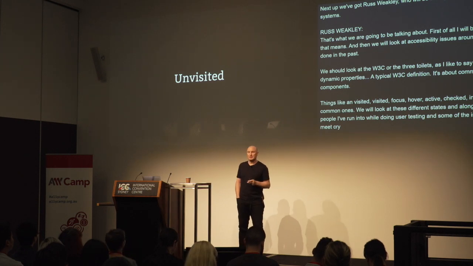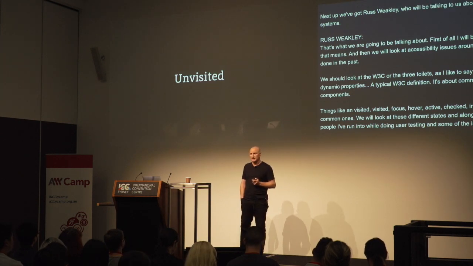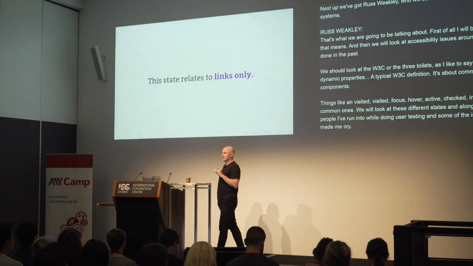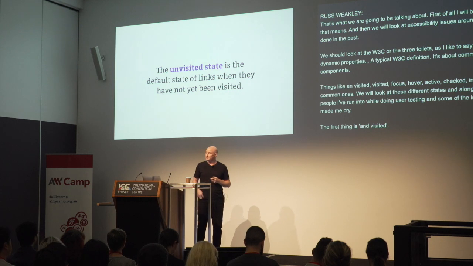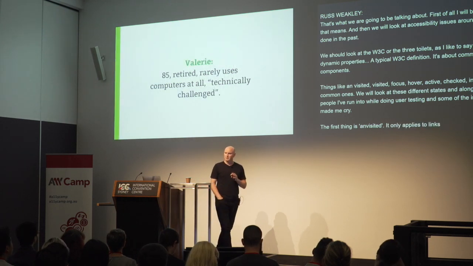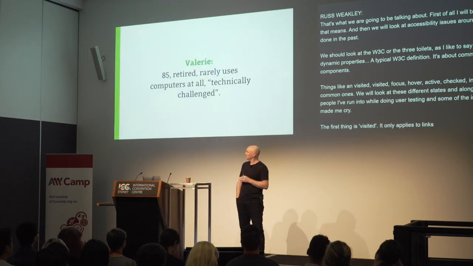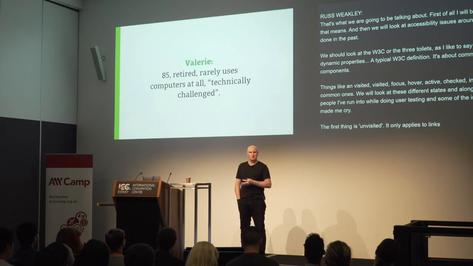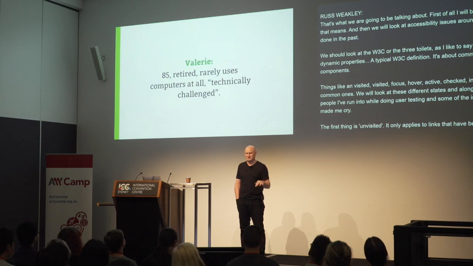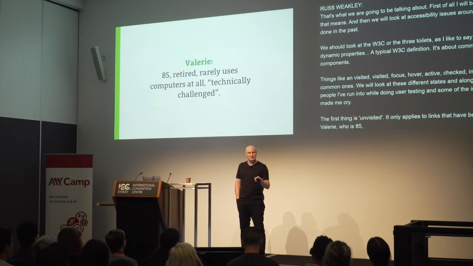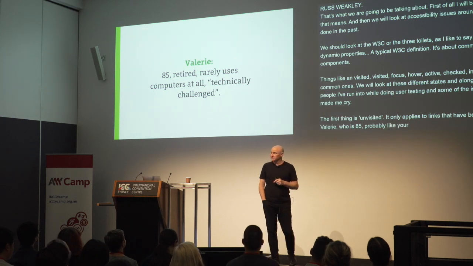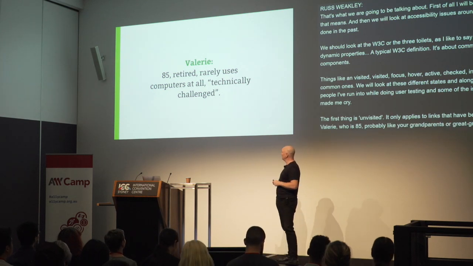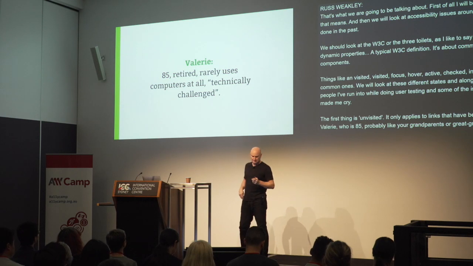So the first thing we're going to talk about is unvisited. That only applies to links, and it is when they're in the unvisited state, which means they haven't been clicked on by a user. And the first person I want to talk to you about is a lady called Valerie. So Valerie's 85, probably like your parents, although you're all very young, so probably more like your grandparents. In fact, maybe your great-grandparents. But anyway, she's 85, she's retired, she rarely uses the web at all, so she'd be classified as technically challenged.